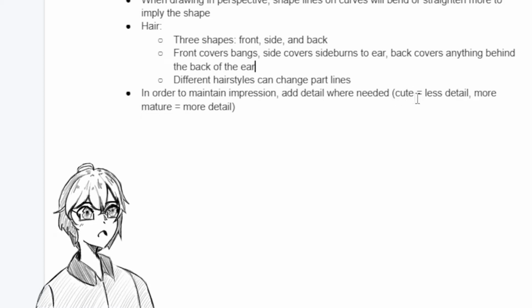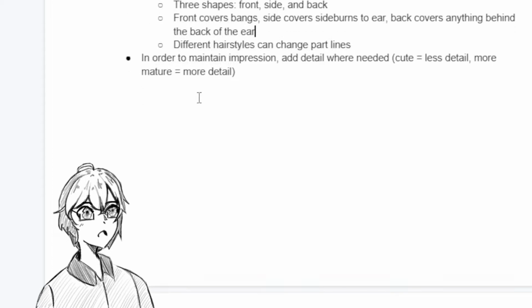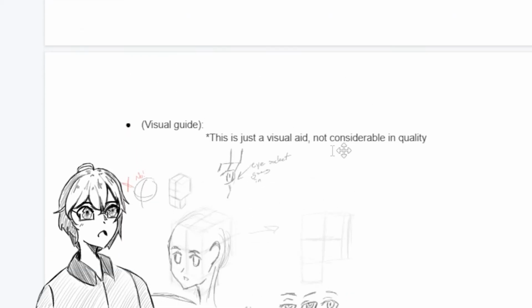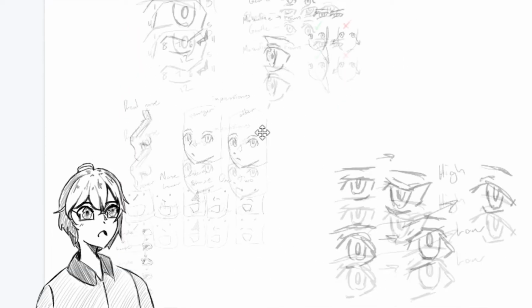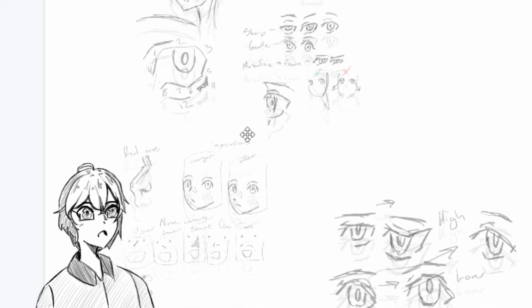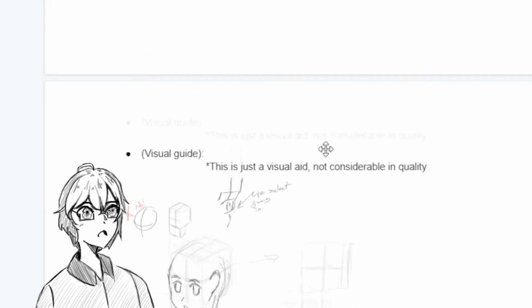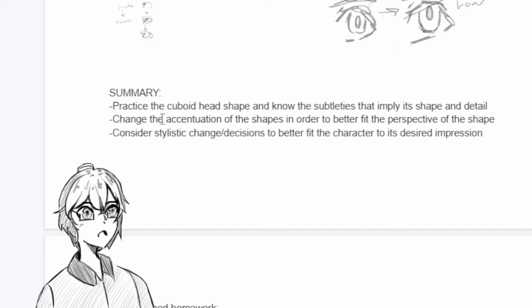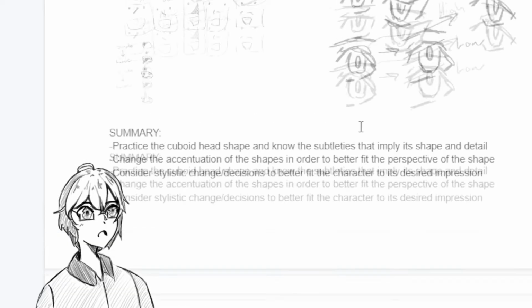So for a more cute impression, add less detail, and for a more mature impression, add more detail. And then I listed the visual guide that I drew during lecture, in case that'll help you as well for understanding a little bit more about the theory expressed in this lecture. So as a quick summary, practice the cuboid head shape and know the subtleties that imply its shape in detail.